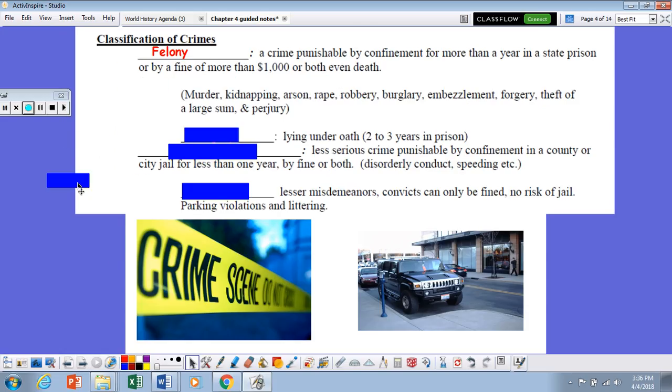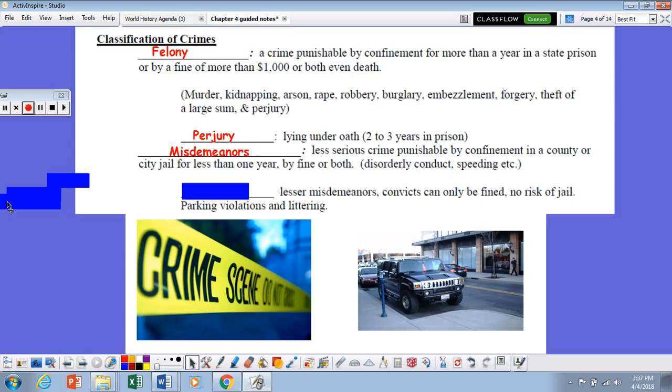Classification of crimes. A felony is any kind of crime punishable by confinement of more than a year in a state prison or by a fine of $1,000, or even both. And you can take a look here at some different incidents that might warrant a felony. Perjury is an example of that, which is lying under oath. That's typically 2 to 3 years in prison.